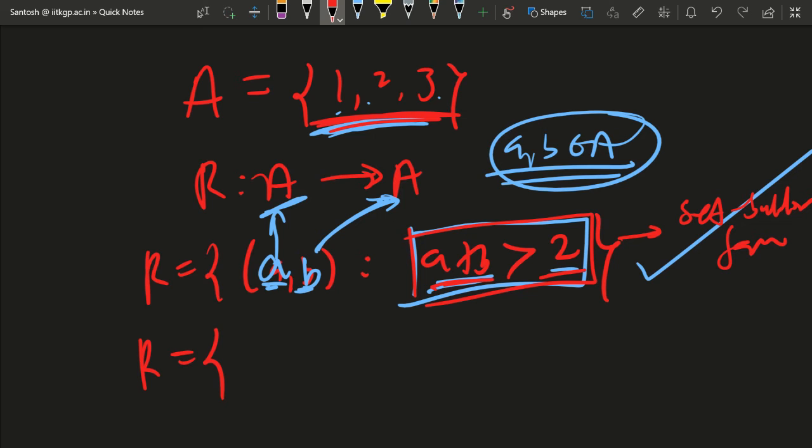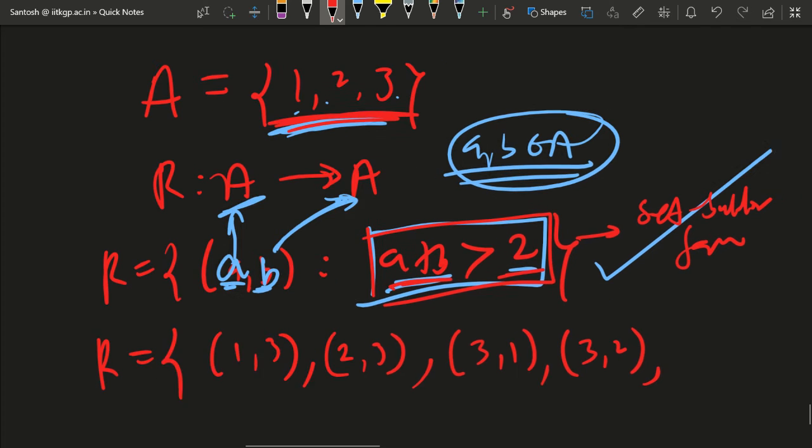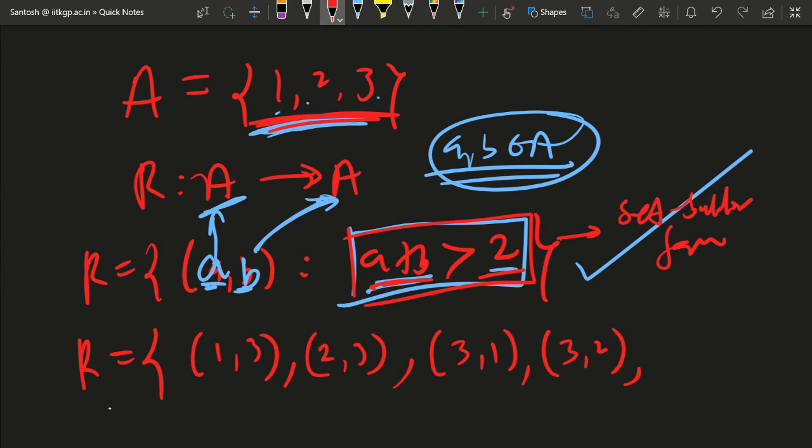Tell me any two numbers from set A. 1, 3. Yes, (1, 3), because 1 plus 3 is more than 2. Now 2, 3. (2, 3) is also correct. Then (3, 1), yes, and (3, 2), yes. In a relation you only write ordered pairs. So pairwise, you take two elements: 1 related to 3, 2 related to 3, 3 related to 1, 3 related to 2.